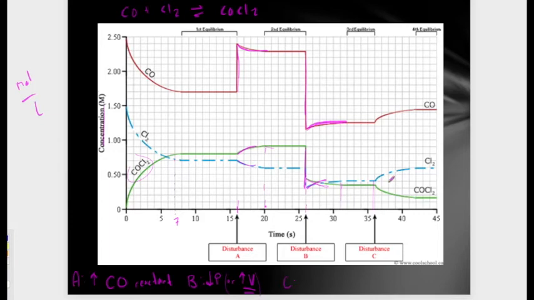Yeah, probably I had some kind of temperature change. I know that there's probably a temperature change because I could calculate the new K value. We've done this several times. I don't really want to take the time to do it now, but I know that the K expression for this reaction is going to be the concentration of CoCl2 divided by the concentration of CO times the concentration of Cl2, just like that.